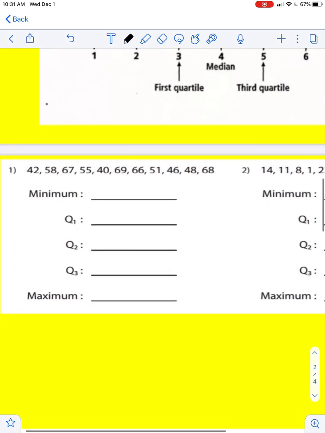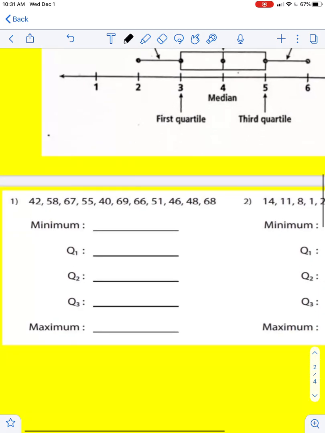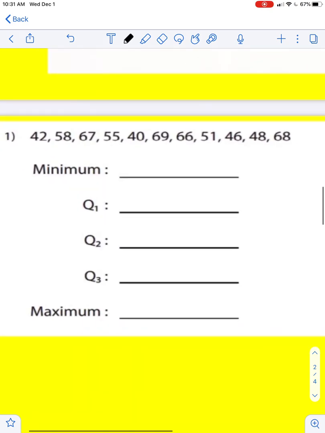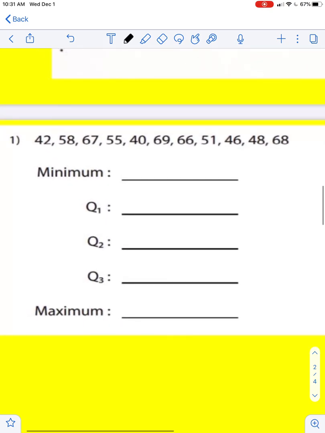So now that you've had the chance to make these box and whisker plots, we are going to come down and do it together. So looking at number 1, the first thing I want to do is put my data in numerical order. So I see right here, 40 is my smallest number. So I've got 40.